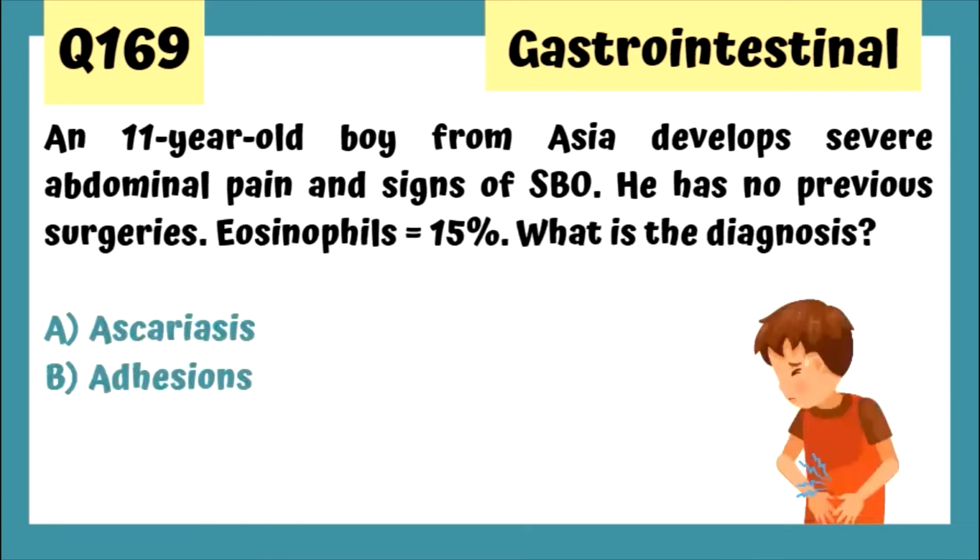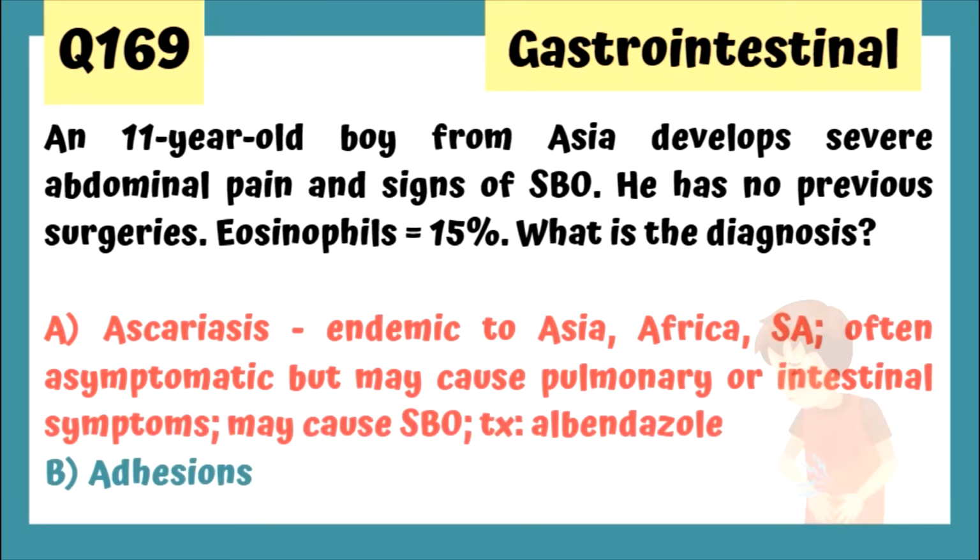All right, question 169. An 11-year-old boy from Asia develops severe abdominal pain and signs of small bowel obstruction. He has no previous surgeries. Eosinophils are 15%, so we have some sort of helminth going on here. What's the diagnosis? It's not adhesions. That's not really seen in kids, especially who have no surgeries. It's ascariasis, seen in people from Asia, Africa, and South America. It often is asymptomatic. It may have pulmonary or intestinal manifestations. It may cause small bowel obstruction, and the treatment for ascariasis is albendazole.